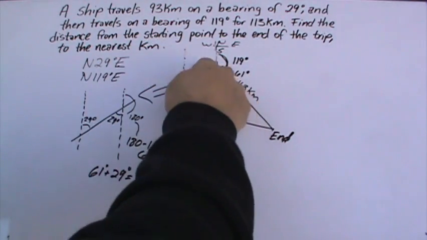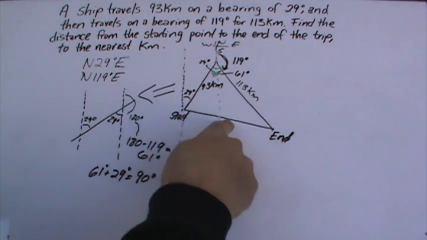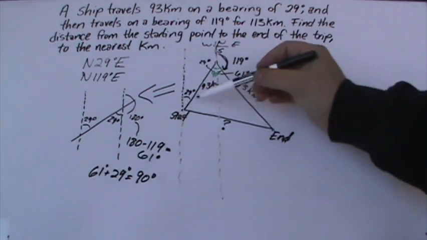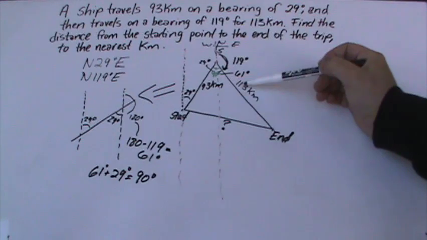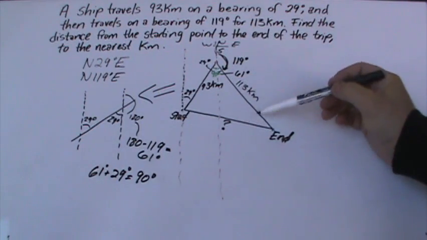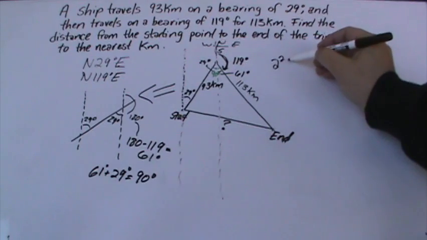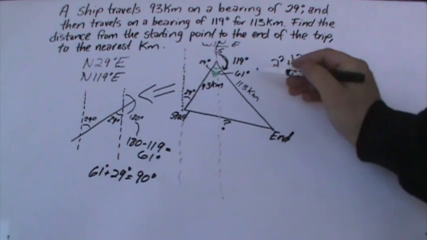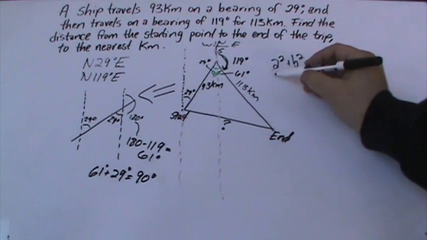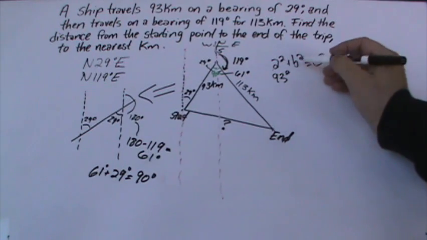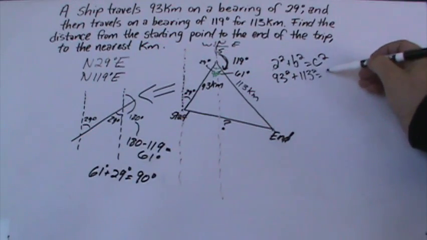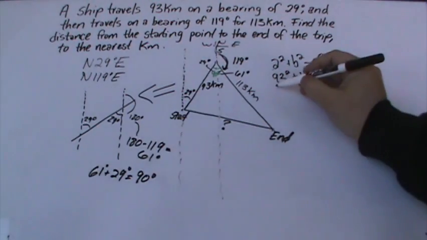So if this is a 90-degree triangle, what rule can we use to find this length? Now that we know we're dealing with a 90-degree triangle and we have two sides, it's pretty easy to find the third side, right? So we're going to have a squared plus b squared equals c squared. We're going to use one of the sides as your a squared, the other side as b squared, since both are known.